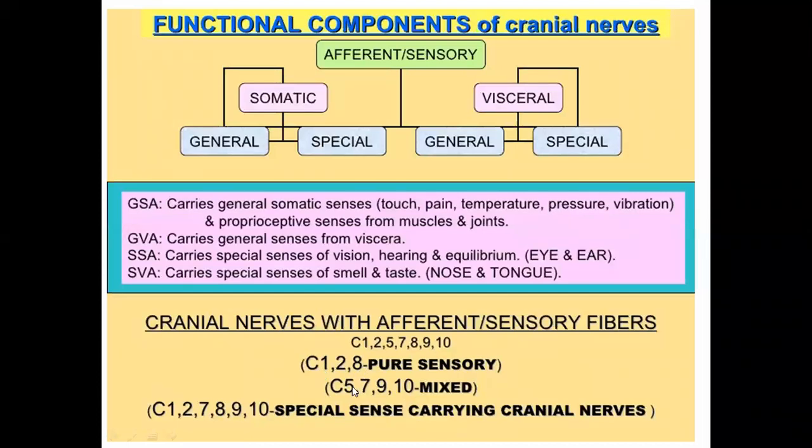Whereas the mixed cranial nerves, which have a motor component along with the sensory component, are trigeminal nerve, facial nerve, glossopharyngeal nerve, vagus nerve. These can have a mixed group of fibers. Now, there are some cranial nerves that have special sensations. Olfactory carries special sensation, that is smell.